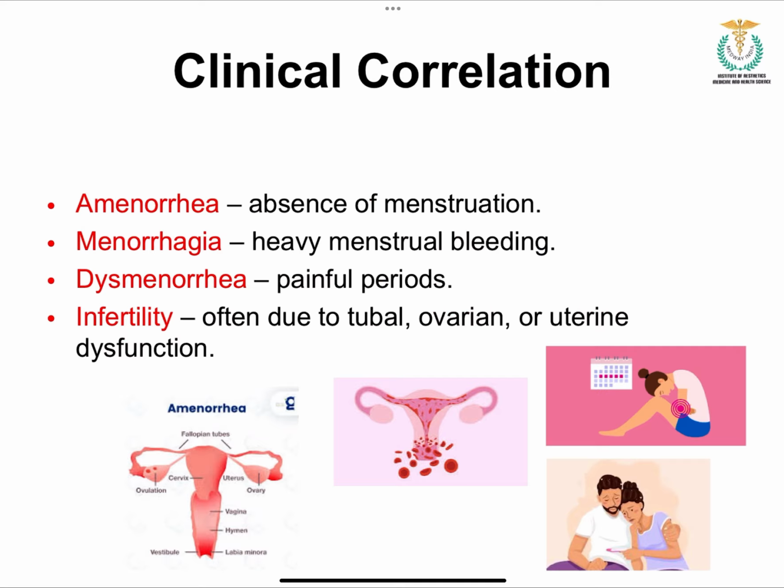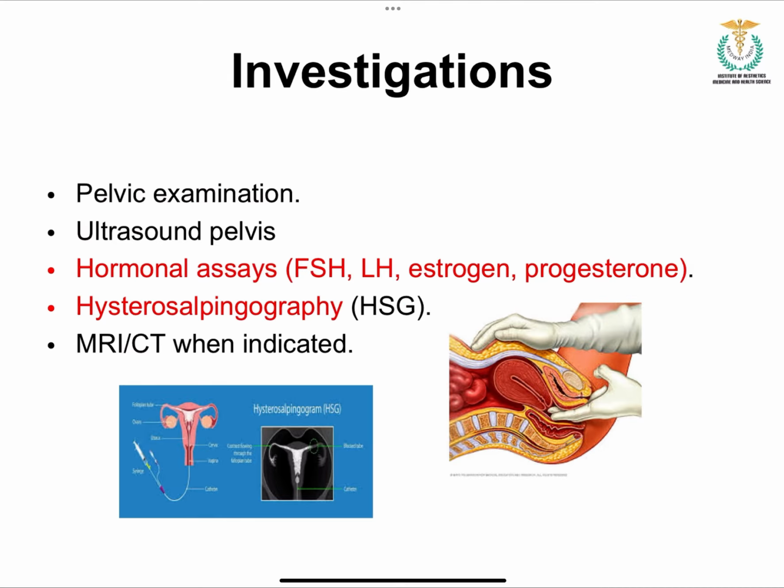So moving on to the investigations. First, the basic workup in the investigations of the female genital tract is pelvic examination and ultrasound pelvis. The hormonal profiles and the HSG are the most important in infertility evaluation. And MRI or CT will help in complex pelvic masses. So these are the most important investigations when we need to examine the female genital tract or organs.